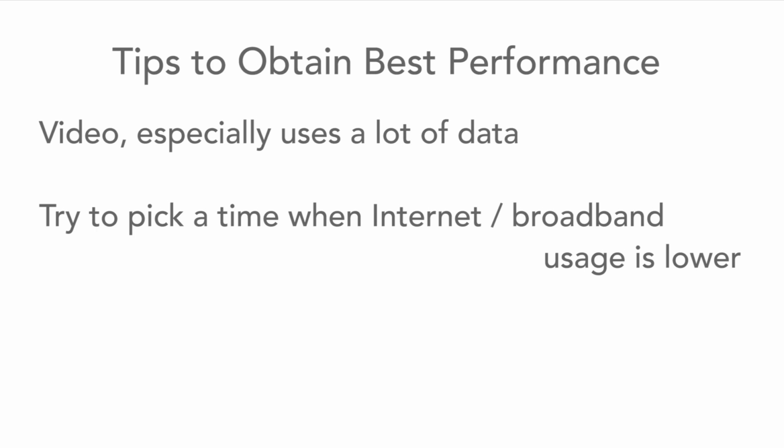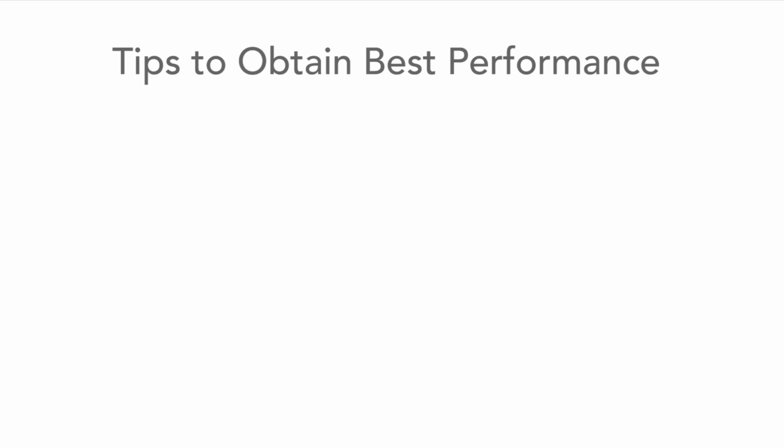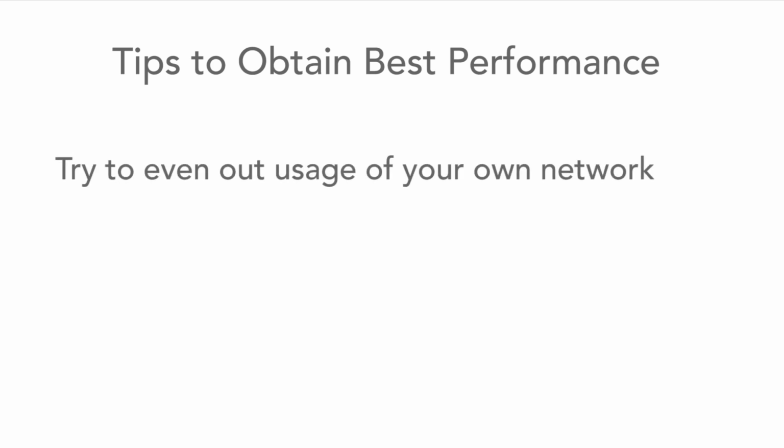Broadband lines themselves are shared, so when more people, offices, households and so on, are using the internet, speeds tend to be slower, and even the core system is used more heavily and can slow. Periods of peak internet and broadband usage tend to be in the evenings because more people are streaming videos or gaming.